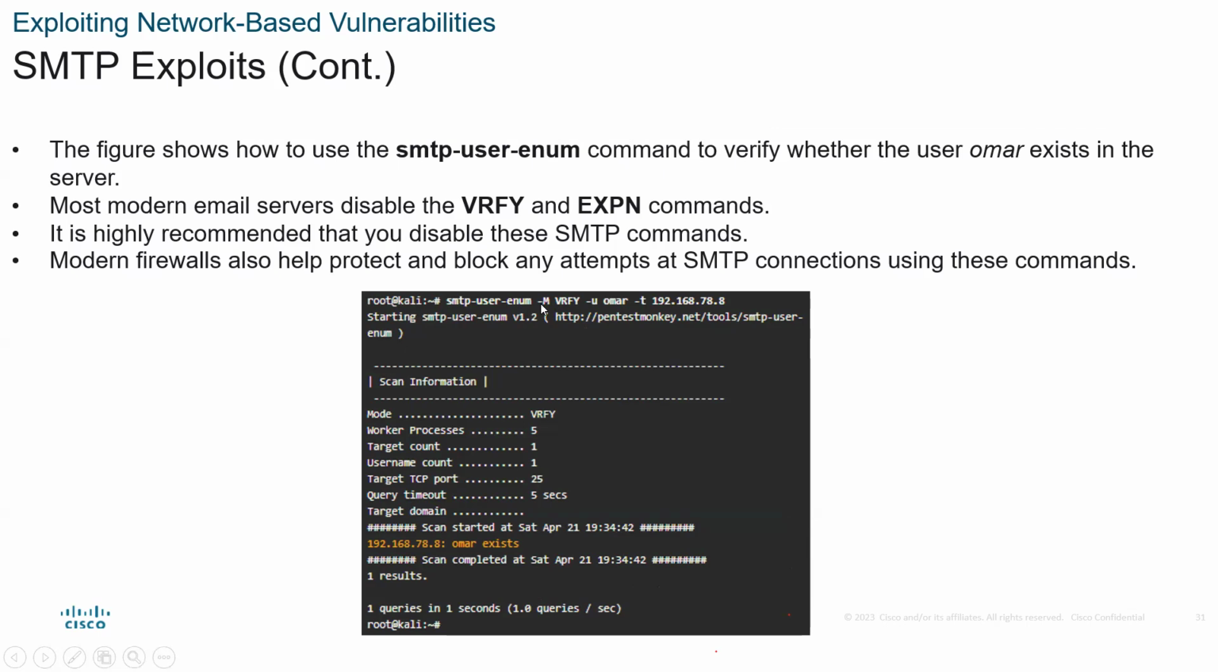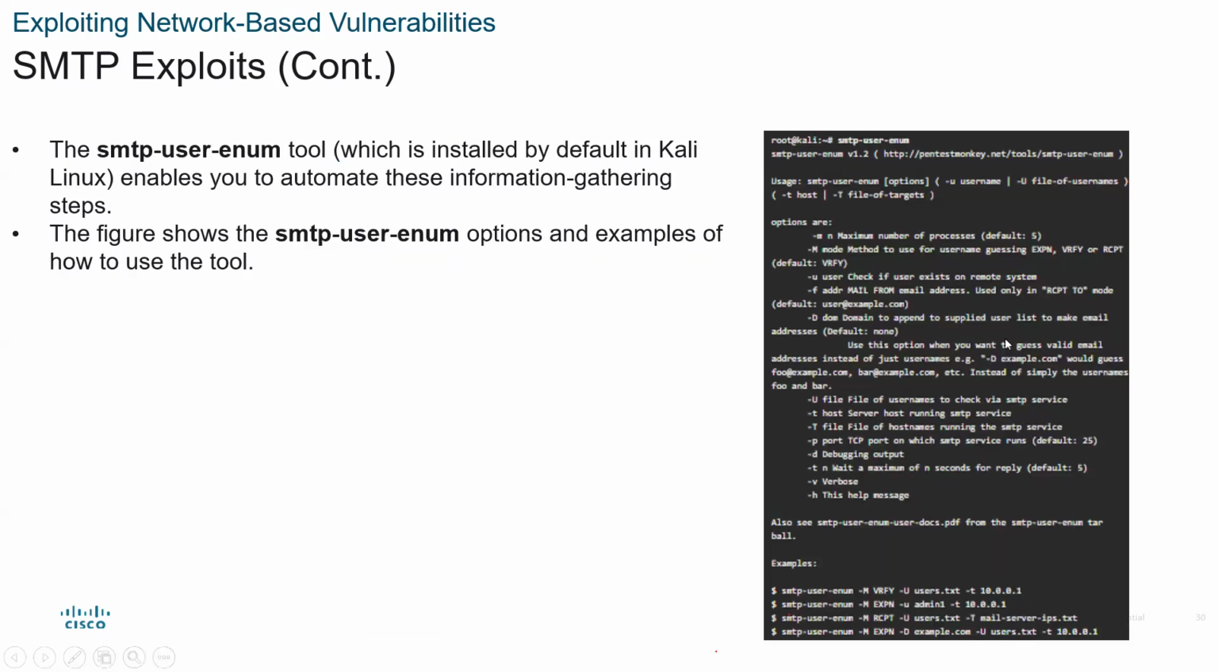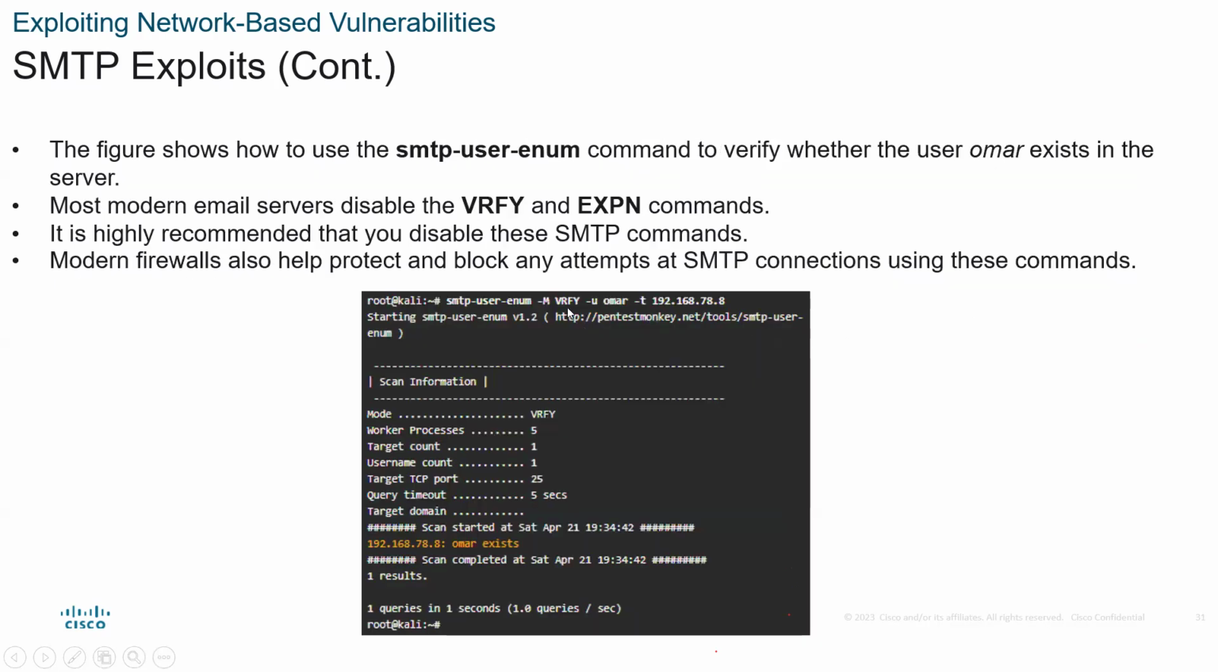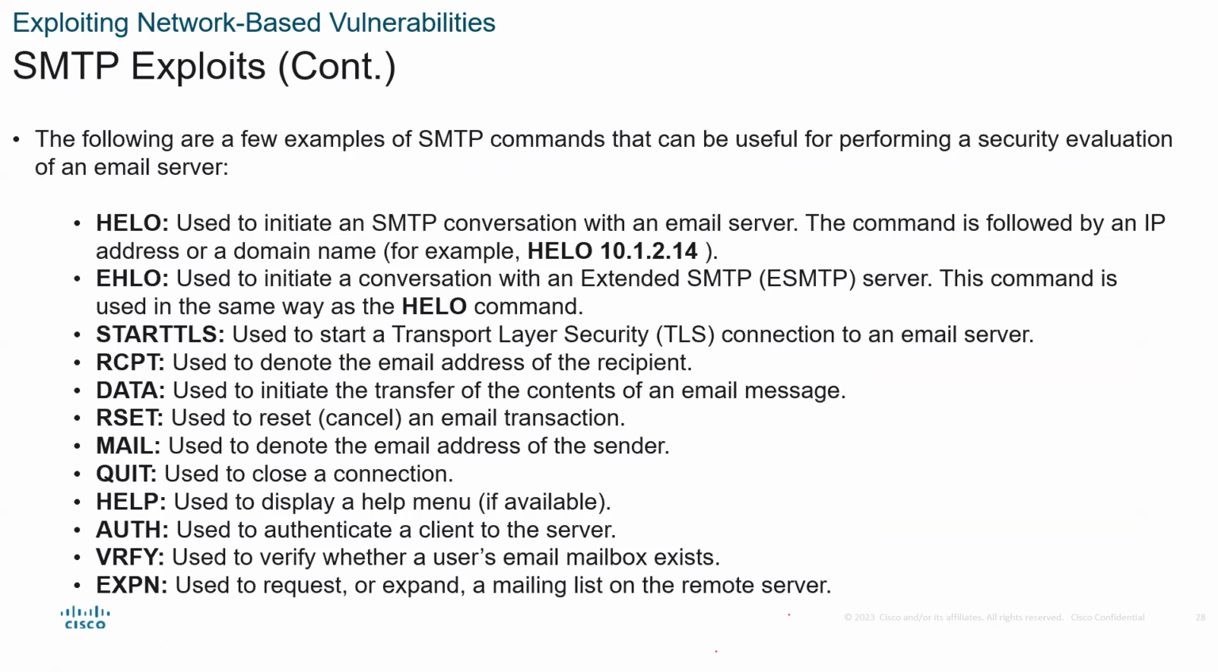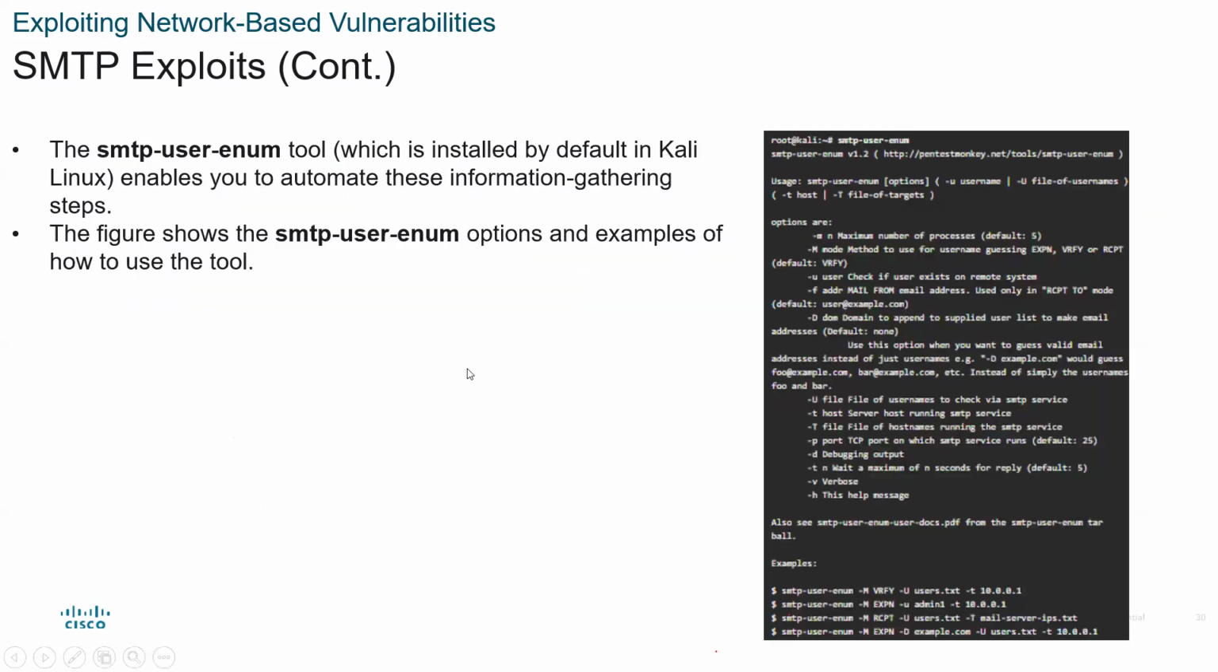Switch M. Let's go back and see. That's -M, right? Capital letter M is mode, the method to use for username guessing. So I want to use M, and the mode here was verify. Based on what we have here, the mode could be EXPN, VRFY, or RCPT. I think RCPT is receive, right? Yes, there. Used to denote the email address of the recipient. So I'm trying to find out the email address.